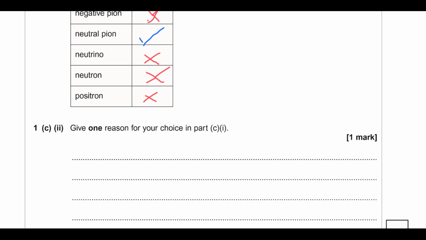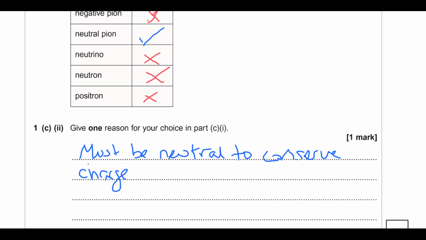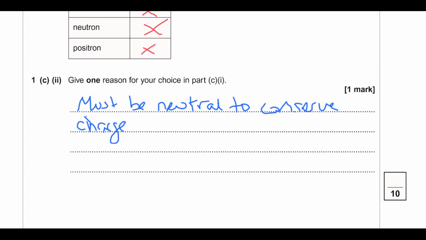Okay, so the reason for the choice, so it just says for 1, so because it must be neutral to conserve charge. We can also say it can't be a baryon or it can't be a lepton to conserve baryon number. All of those apply, but that's the simplest one, so let's go with that one. Alright, so that completes question 1.